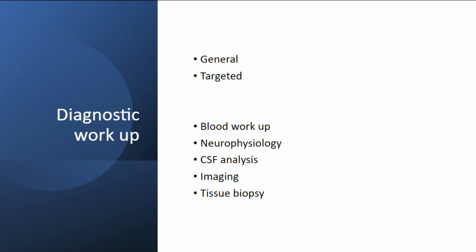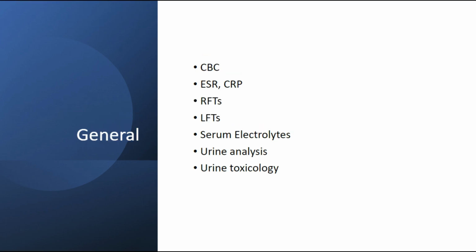Okay, so there is a general and a targeted diagnostic workup: blood workup, neurophysiology, CSF analysis, imaging, and tissue biopsy. General is where you throw it out to have some ground numbers, and then you try to do a more targeted workup. General is also to make sure the patient is not having a systemic disorder. So general: CBC, ESR, CRP, RFTs, LFTs, electrolytes, urine analysis, urine toxicology.